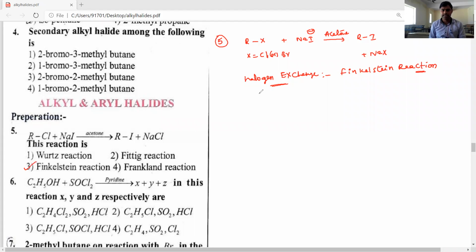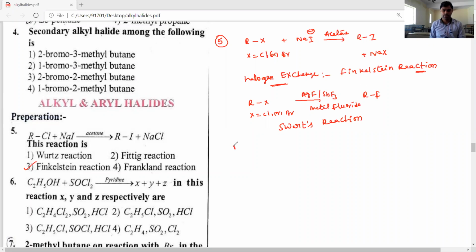Now one more reaction is there, that is also a halogen exchange reaction. RX, where X is chlorine or bromine, reacts with silver fluoride or metal fluorides, AgF or SbF3. The product is what? Alkyl fluorides, RF, are the product. This is known as the Swarts reaction. So these two are very very important.